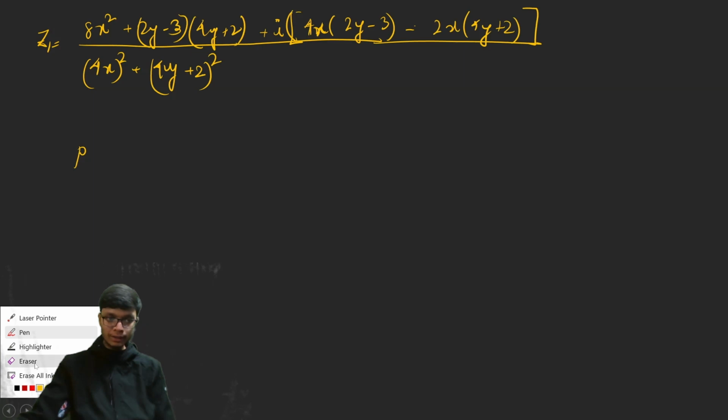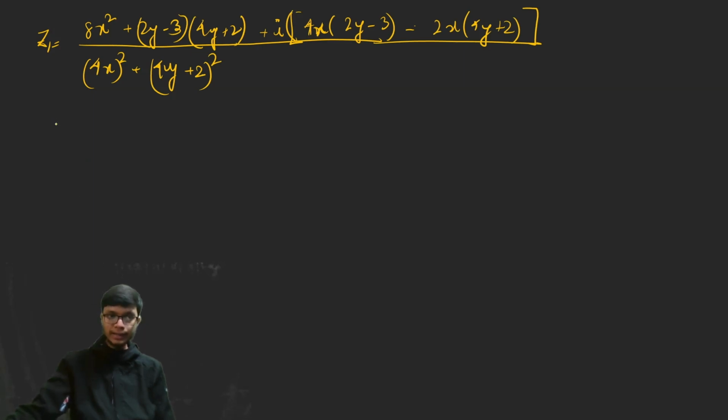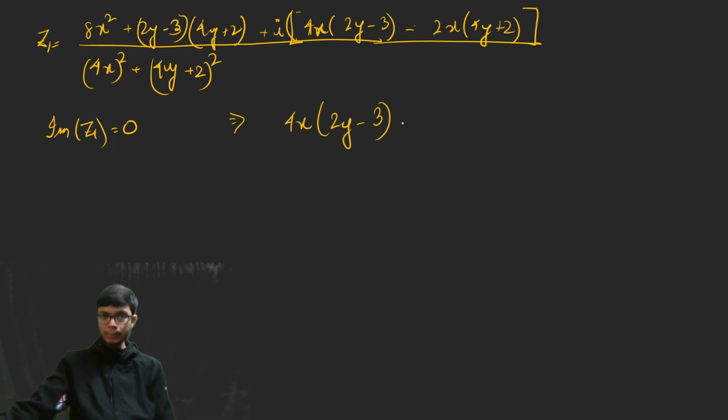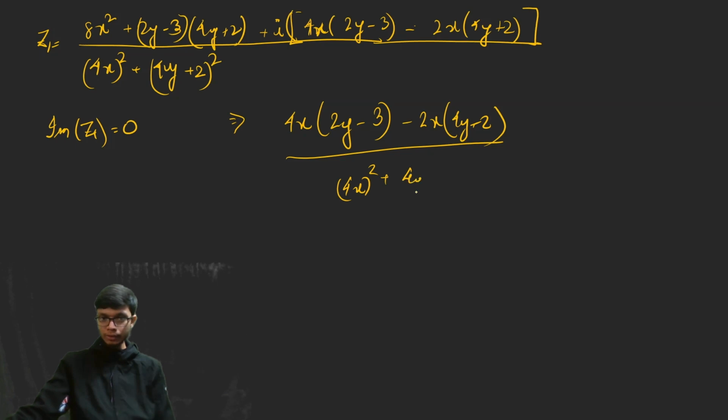Since z1 is purely real, I can write that the imaginary part of the complex number z1 is equal to 0. And with this, if I equate the imaginary part of this complex number to 0, you will get the relation as 4x into (2y minus 3) minus 2x into (4y plus 2), whole divided by (4x) whole square plus (4y plus 2) whole square, is equal to 0.